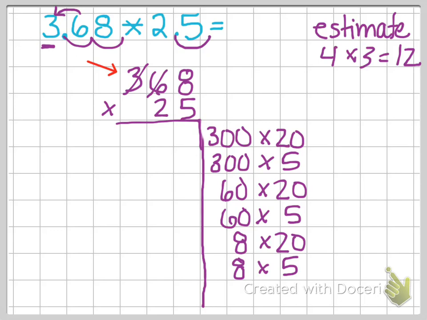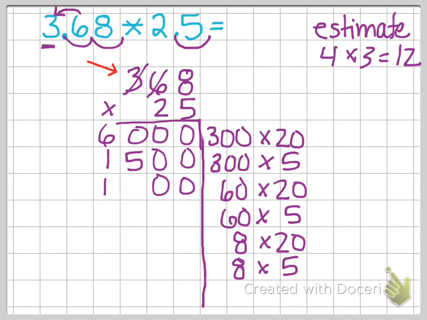300 times 20. Put those zeros down. 300 times 5. 60 times 20. 60 times 5. 8 times 20. 8 times 5.